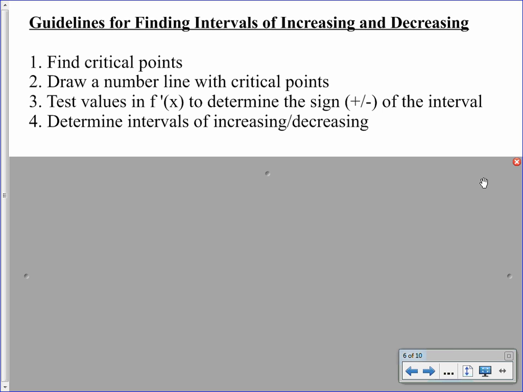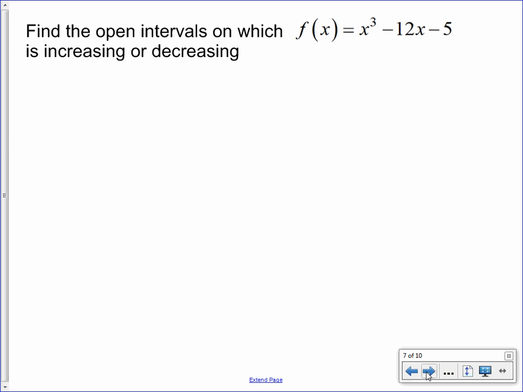Okay. All right, so we're going to start off easy. I want to find intervals of increasing and decreasing. Anytime you see the word increasing or decreasing, you need to think of the derivative, because that's what's going to tell us whether we're increasing or decreasing. So we need to find the derivative. So what's our derivative?